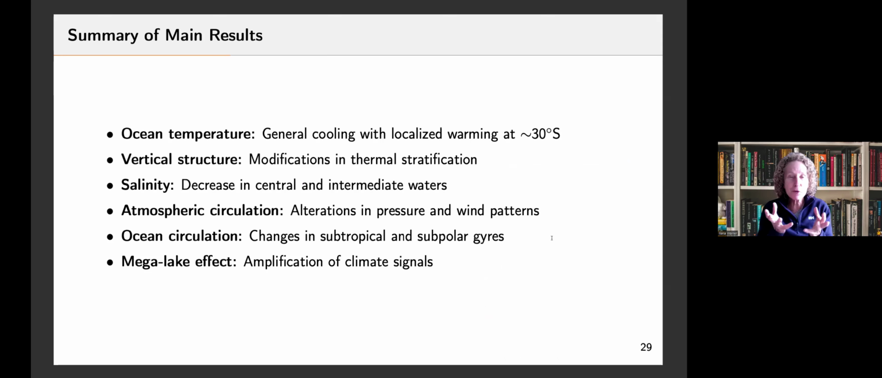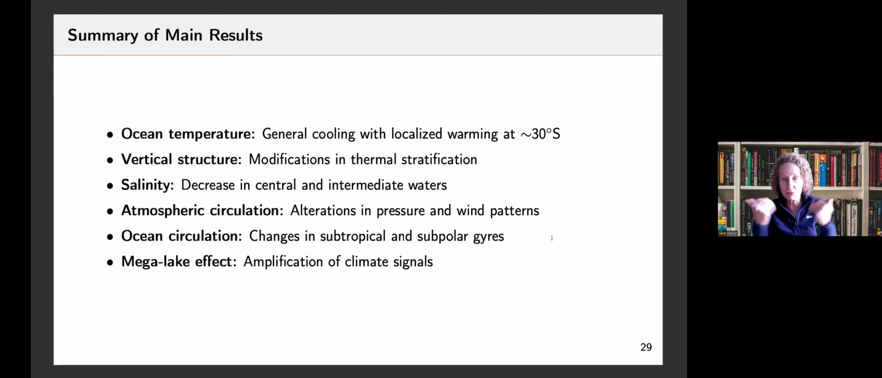So let me try to summarize what all these results are. As far as ocean temperatures are concerned, we have a general cooling with some spots of localized warming at 30 south and the Western Atlantic, and sometimes it goes all the way across the Atlantic. With respect to vertical structure, we saw modifications in the thermal structure. We saw in salinity a decrease in central and intermediate waters, and the fact that intermediate waters are decreasing means that might have a feedback in what's happening in the uptake of CO2 and the release of CO2 later on in the future climate projections.